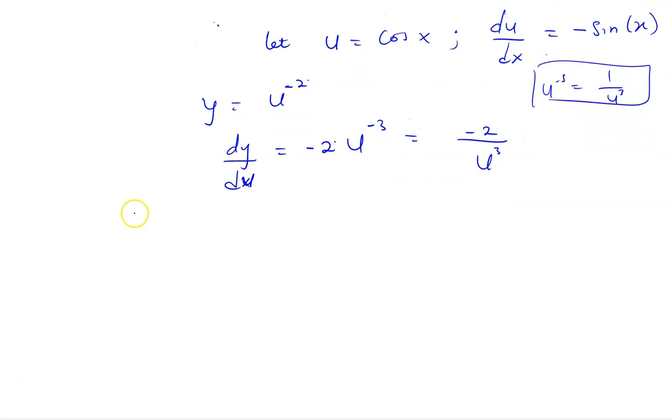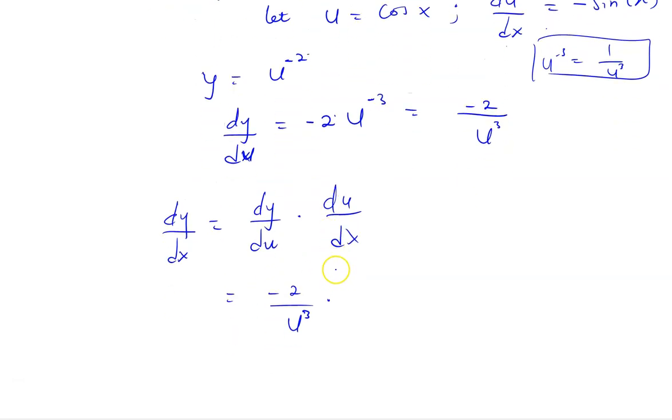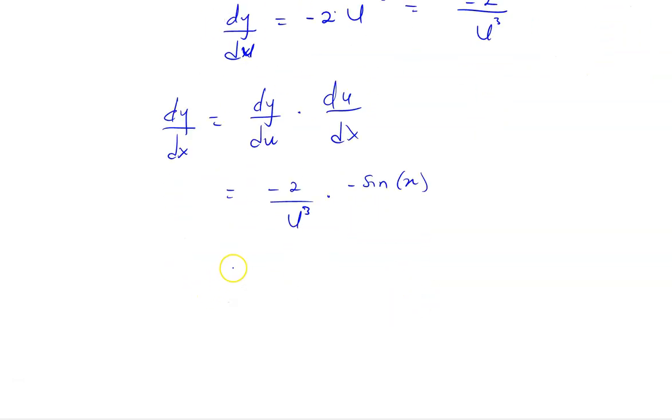Okay. So at this point, now that we've been able to find u, dy on du, and du on dx, we can clearly say that dy on dx is given as dy on du multiplied by du on dx. You get it? So dy on du was negative 2 on u cube, multiplied by du on dx, which was given as minus sine x. Minus sine x, right?